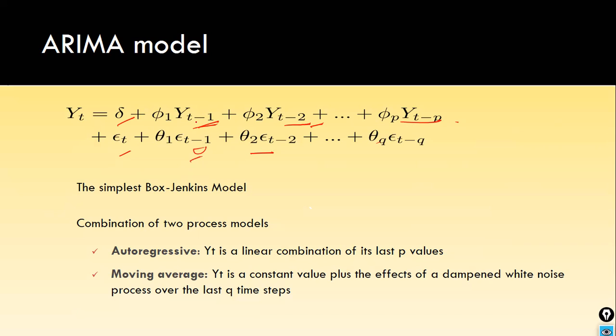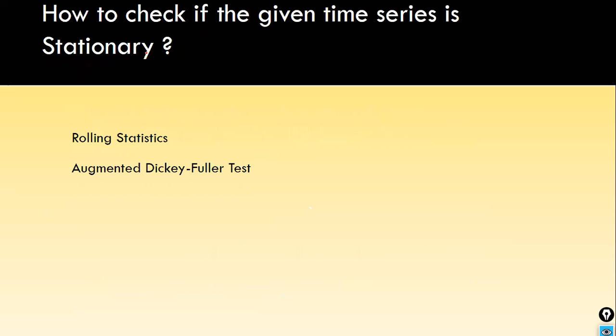So the combination of these two, right? Here we have the auto-regressive moving average, right? So ARIMA stands for auto-regression and moving average. The I stands for integrated, right? In the auto-regressive part, Y is a linear combination of the last p values, and the moving average is a constant value plus the effects of dampened white noise, right? White noise, this is the error, right? The combination of AR and MA is called your ARIMA model.